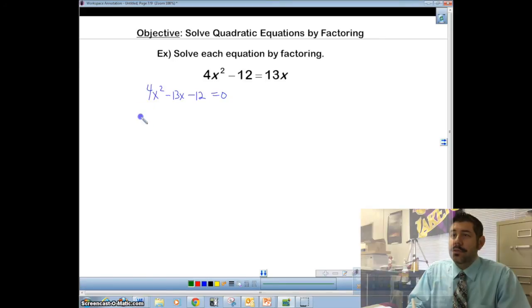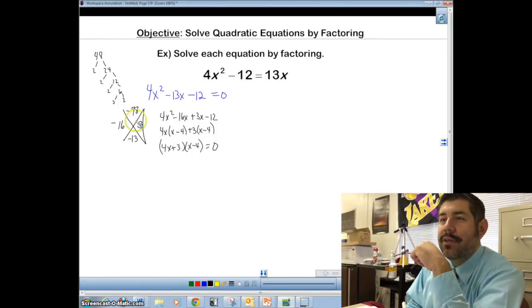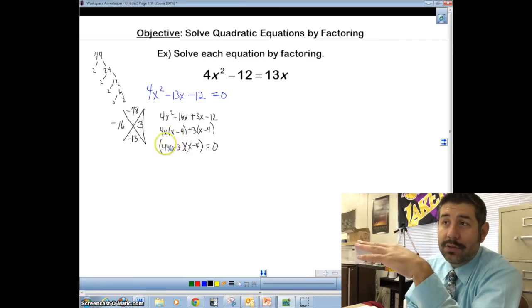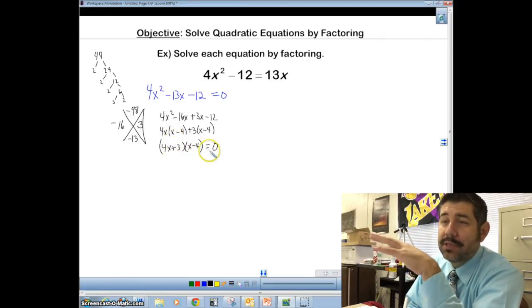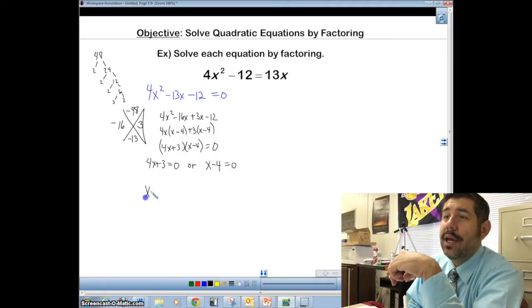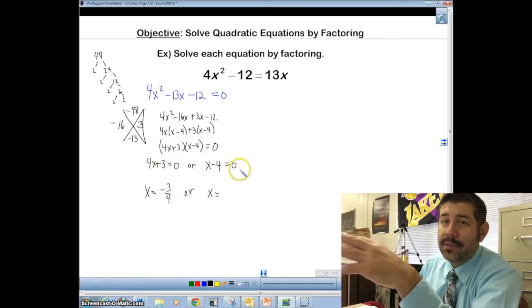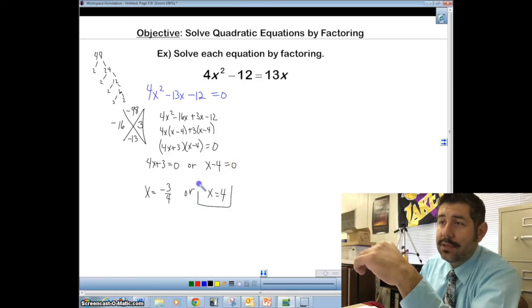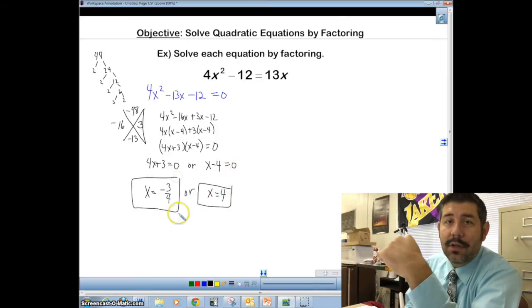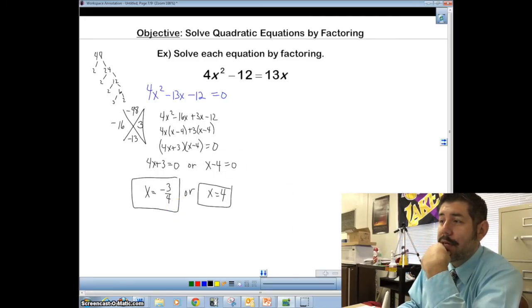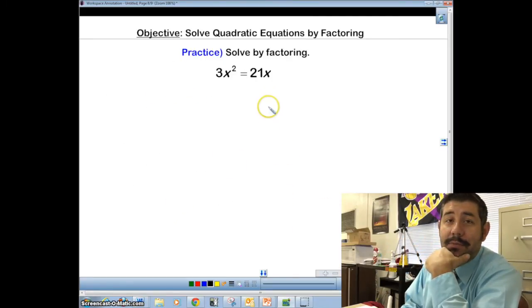So what I got here is I factored it out. I used my x and grouping method here, and so I've got 4x plus 3 times x minus 4 equals 0. So I'm going to take 4x plus 3, set it equal to 0, or x minus 4 equal to 0, and I'm going to get x equals negative 3/4 after I subtract 3 and then divide by 4, or x equals 4 because I'm going to add 4 to both sides. All right? Okay. I got a couple of practice ones for you, so try this one out and practice it.